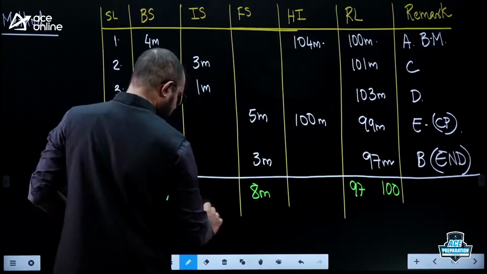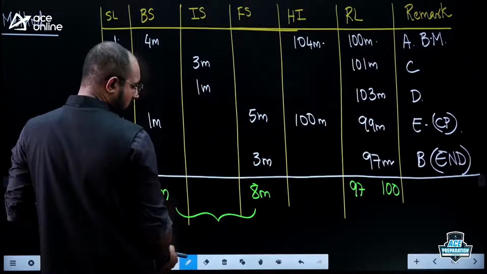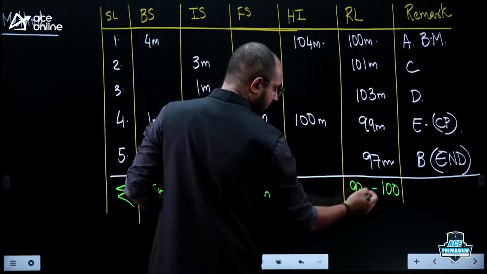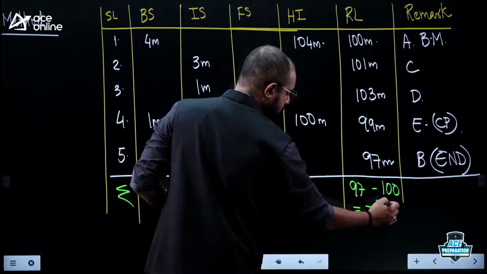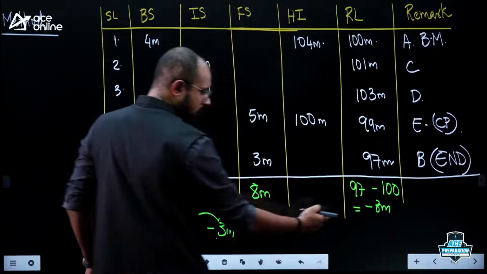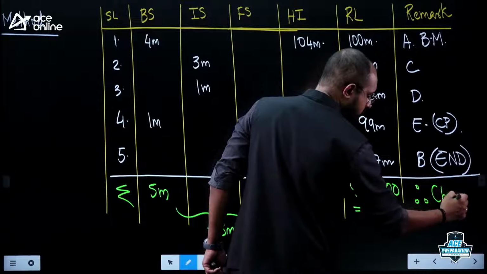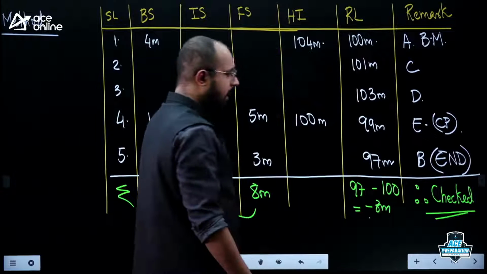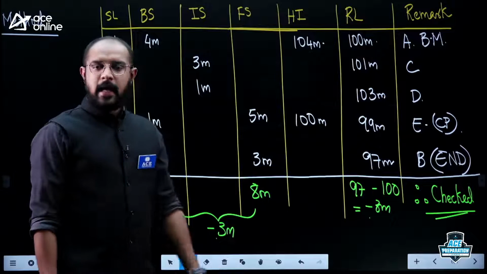We need to take the difference between sigma backsight and sigma foresight. So 5 minus 8 is minus 3 meters. Similarly, last RL minus first RL is 97 minus 100, which is equal to minus 3 meters. So minus 3 meters is equal to minus 3 meters. Therefore, we can write checked. That's it. Now you can say whether your calculated values are correct or not. This is how you apply the arithmetic check.